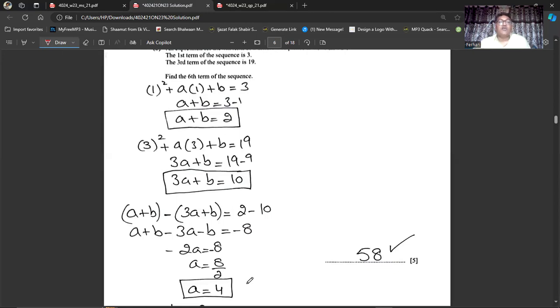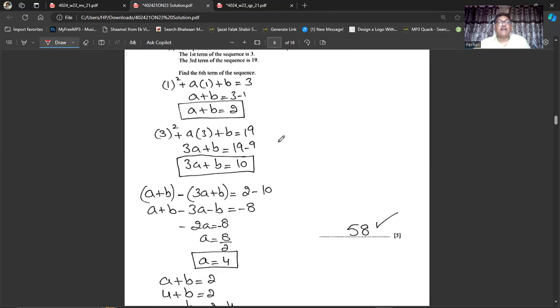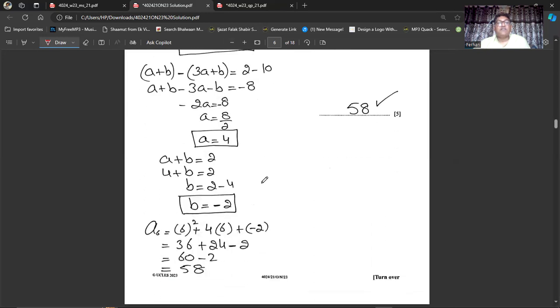Once you know the value of a, you can substitute that value into this equation, and you can find the value of b. So 4 plus b equals 2, so b will be equal to 2 minus 4, and b will be minus 2. So now I know the values of a and b.